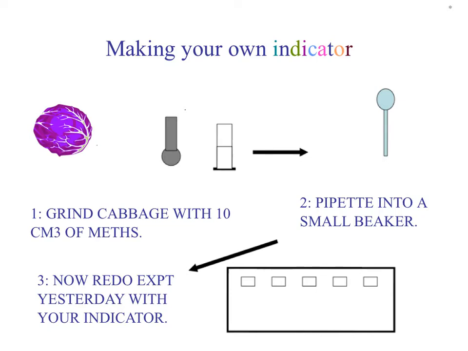Then we would use a pipette to suck up all the purple liquid and put it into a little beaker. Then we can use the indicator to test all the substances we tested last week to see what colour this red cabbage indicator turns if it's in an acid or an alkali. And I've given you a wee hint there that not all indicators will change to the same colour. All indicators have got their own colour change.